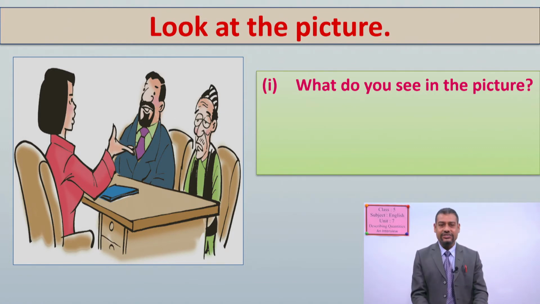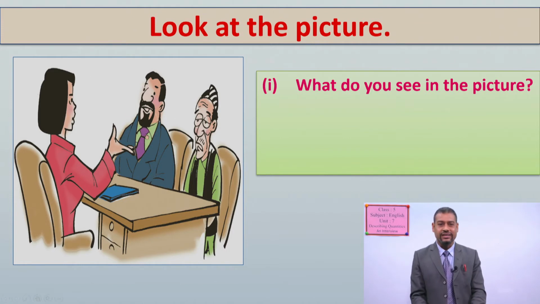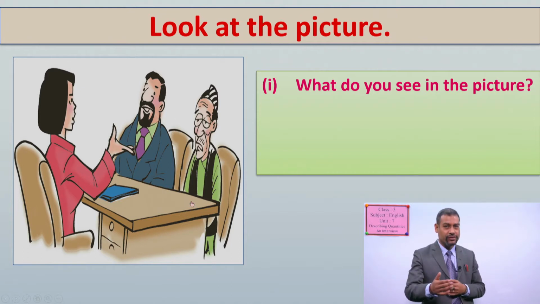Yes, in the picture, there are 3 persons. How many women are there? Yes, there is only one lady. And how many men are there? Very good. There are 2 men. See, 1, 2. All total, there are 3 persons. And you know, there are chairs and a desk. It's fine.